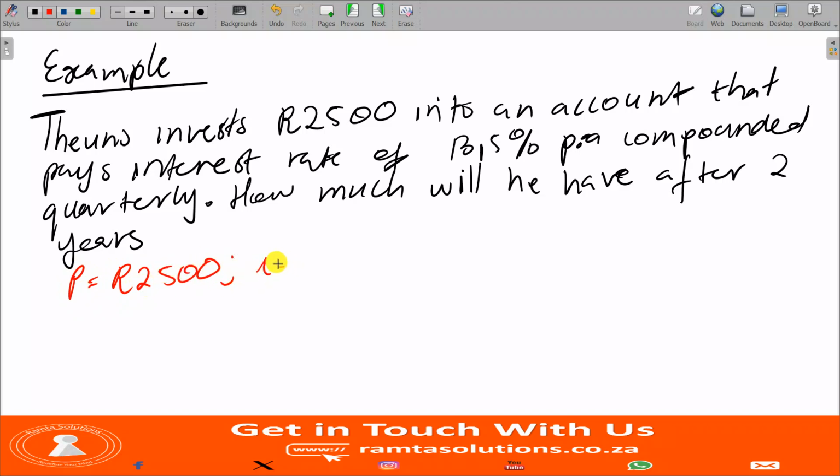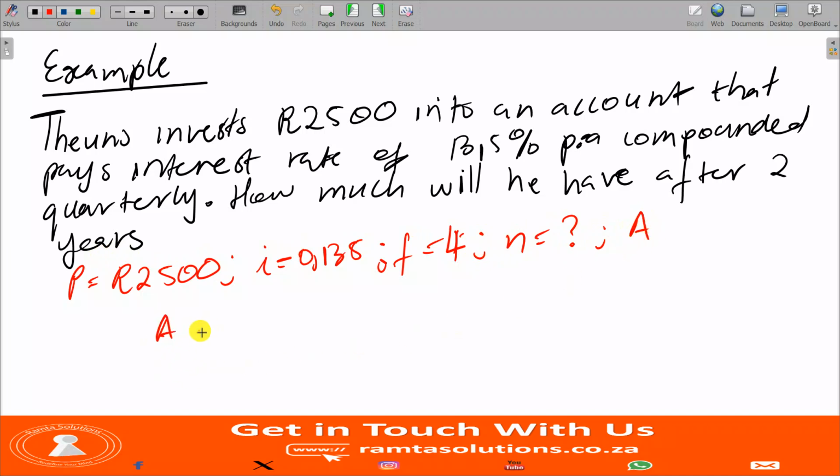The interest is 13.5%, so we can basically call it 0.135. And the frequency with which this is calculated is per quarter, so it's 4 because it's quarterly. The number of years is 2. And obviously we're looking for the accumulated amount.